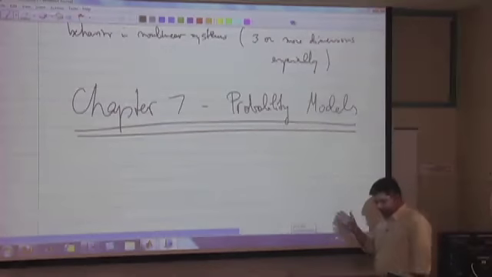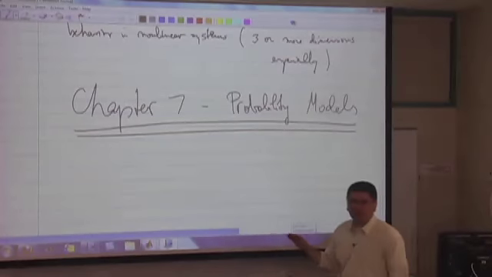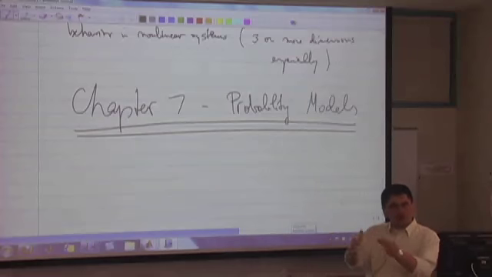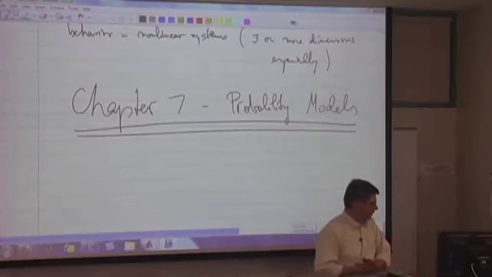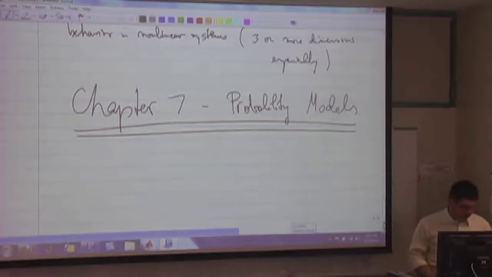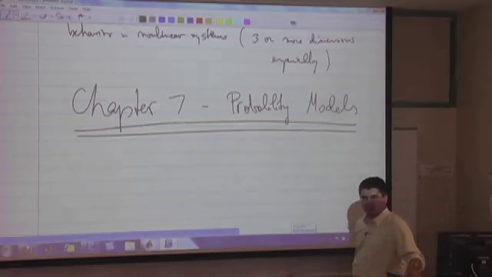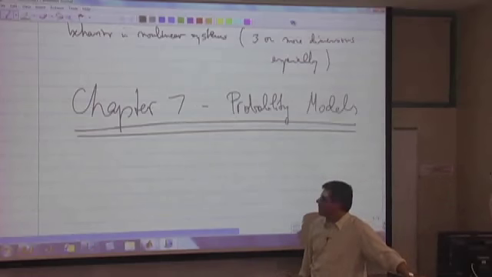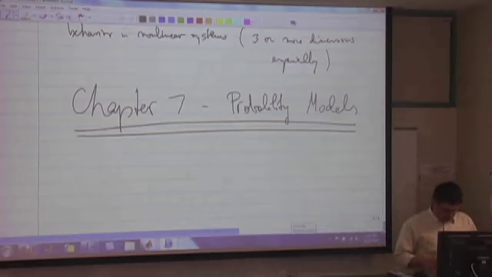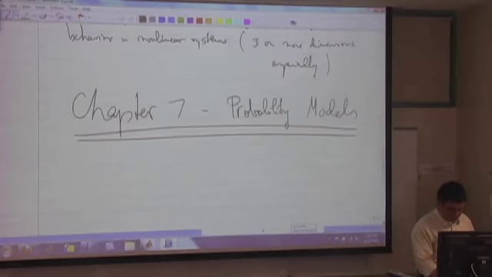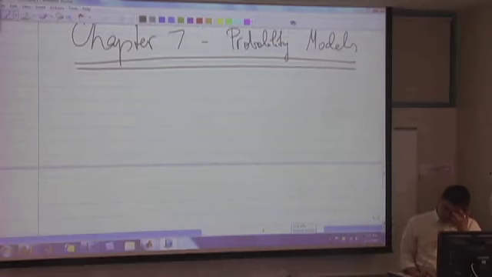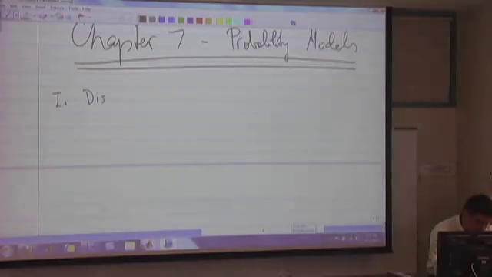So until now, everything was deterministic, right? We said we know how the rate of change of a certain quantity depends on the current state, previous state, whatever, right? It was sort of very explicit, right? So let's see. In this chapter, we're going to talk about two types: one is discrete probability models, and the other is continuous probability models.